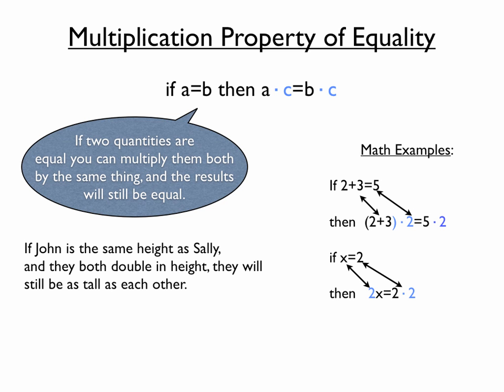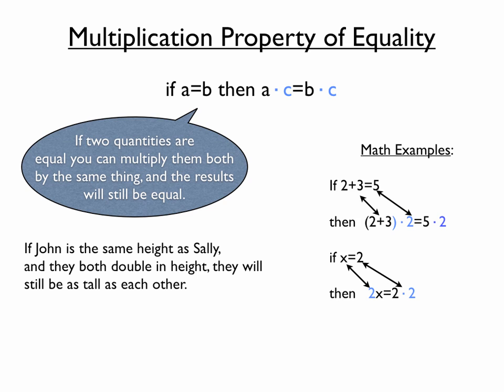Okay, next we're looking at the multiplication property of equality. This says that if two quantities are equal to each other, A and B are equal to each other, you can multiply them both by the same thing and the results are still equal to each other. So I can multiply A by some number C and B by some number C, and the results will still be equal.